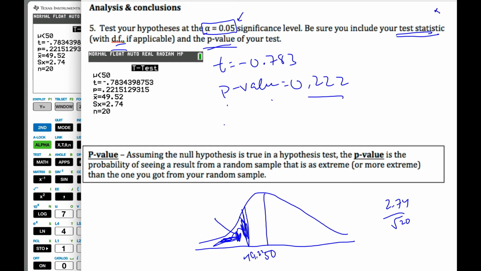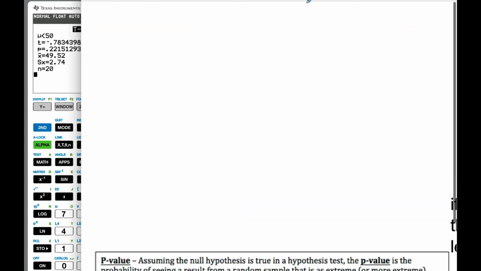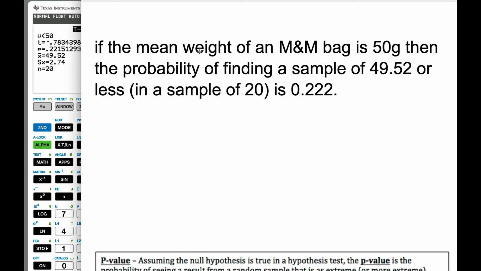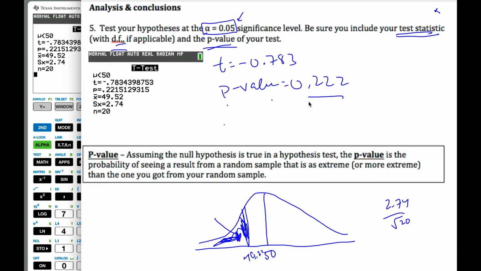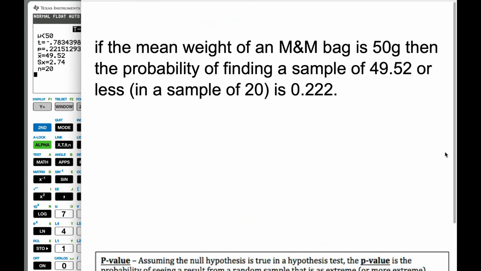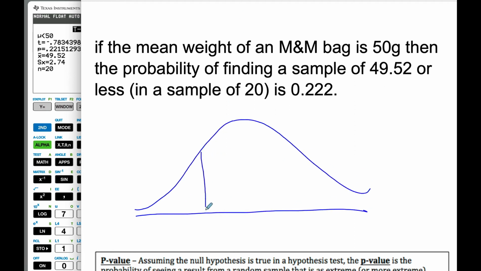And so to reiterate what the p-value means, what I can say is, if the mean weight of the M&M bags is 50 grams, then the probability of finding a sample of 49.52 grams or less in a sample of 20 is 0.22. That's what this p-value we calculated means. And so we have our normal distribution. We have our p-value here. This is the 49.52, and this is our area of 0.222.